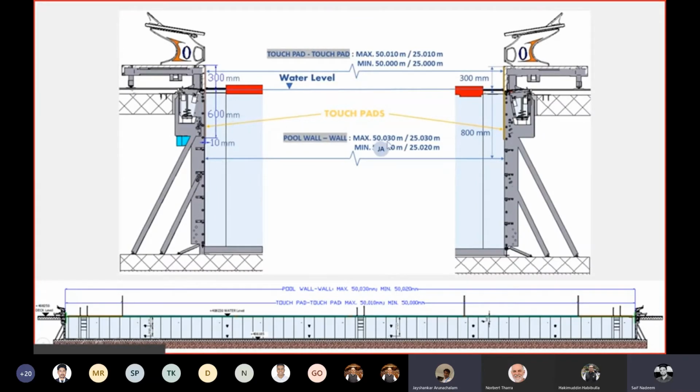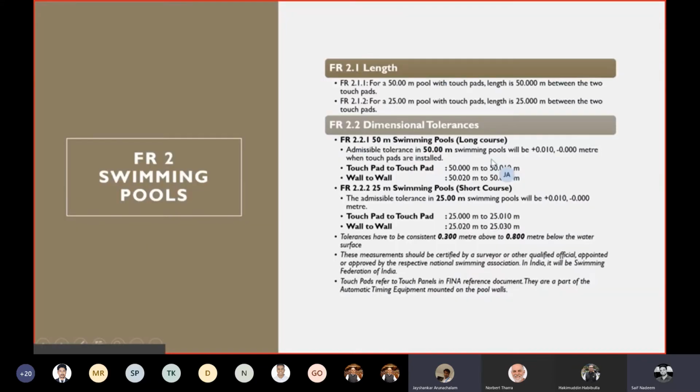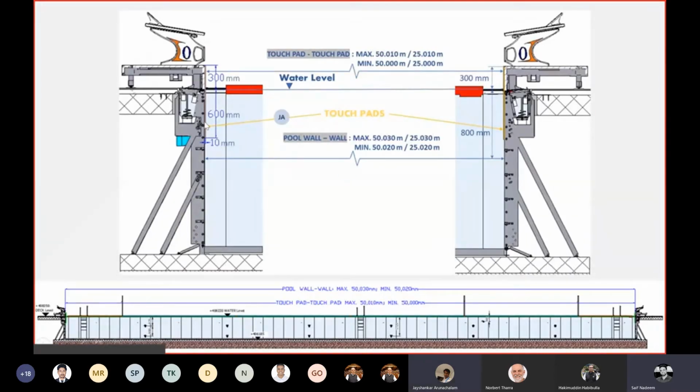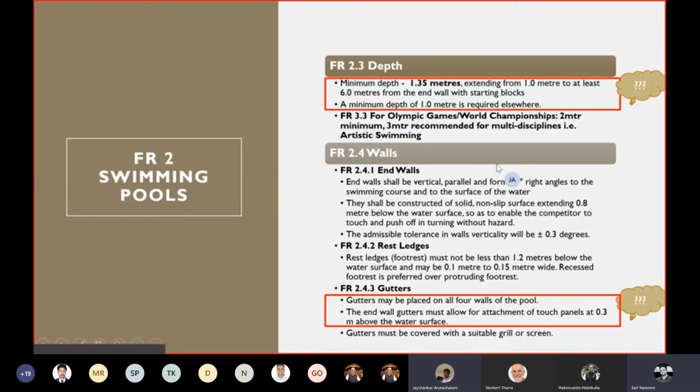These dimensional tolerances are calculated at 0.3 meter above the water surface and 0.8 meter below the water surface. If you look at the slide again, the tolerance has to be consistent 0.3 meter above and 0.8 meter below the water surface. The starting blocks and the rest will come in later slides. These are typical cross sections showing the touch panels and the dimensions, the water levels, the position of the starting blocks, and the head walls here. I'll move ahead to the next one.